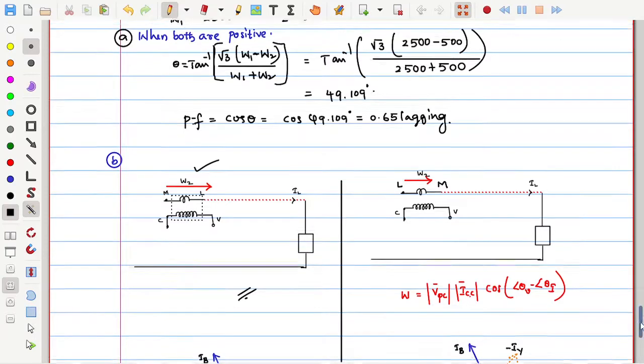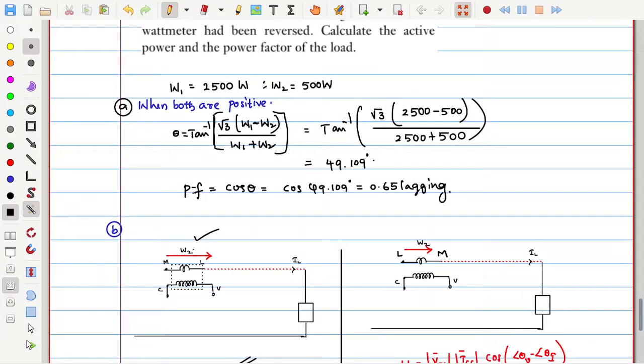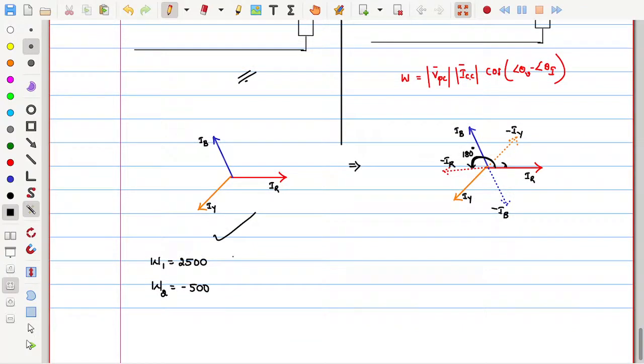It is the opposite of the previous one. Previously, how much did I get? Positive. Now, opposite of positive is negative. Got my point? When it is in this way, the W2 reading is 500. Now if I reverse these connections, W2 is actually minus 500. Got my point? So now with this you need to again find the power factor. That is so simple, we have already seen it.